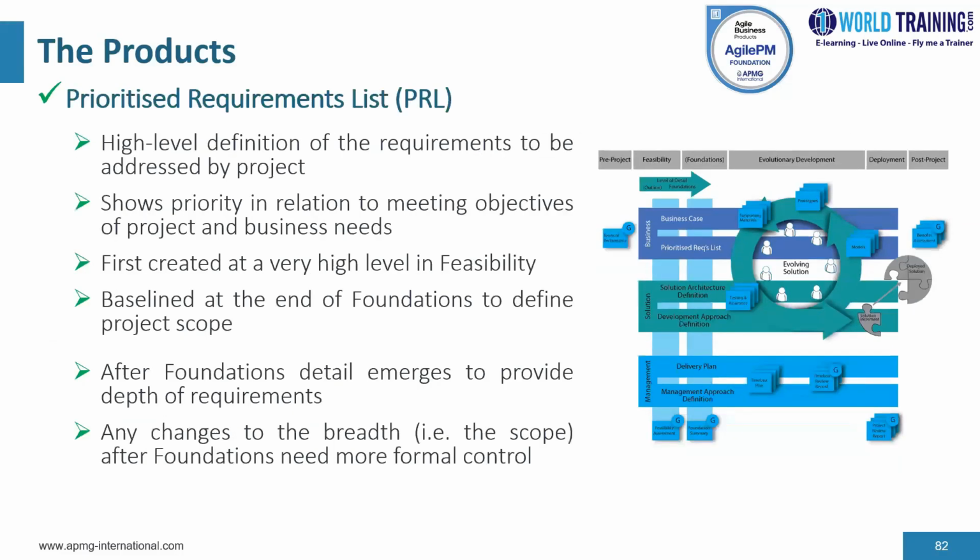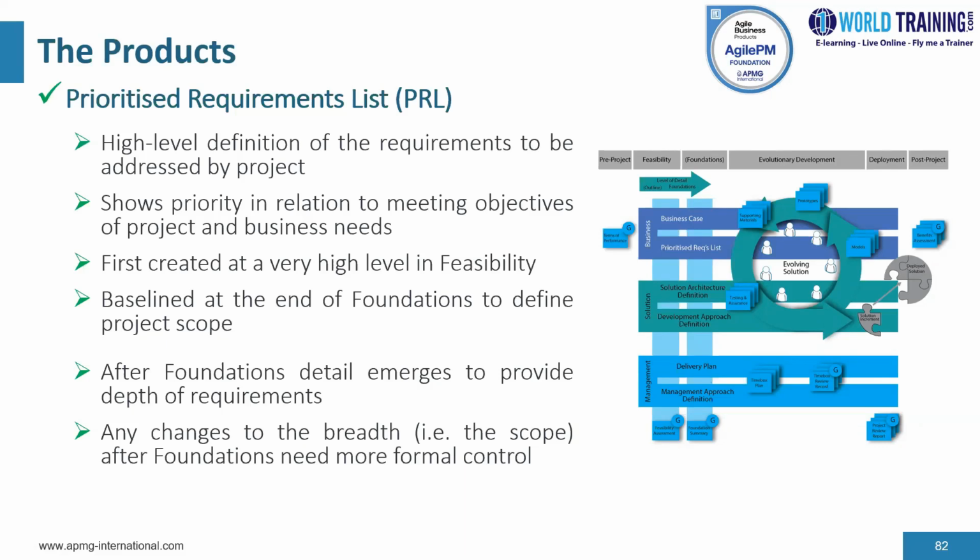Moving on to the next one, the prioritized requirements list. This product describes at a very high level the requirements that the project needs to address and indicates their priority with respect to meeting the objectives of the project and the needs of the business. Consideration of requirements begins in feasibility, and a baseline of the prioritized requirements list, also called PRL, describes the scope of the project as at the end of the foundations.